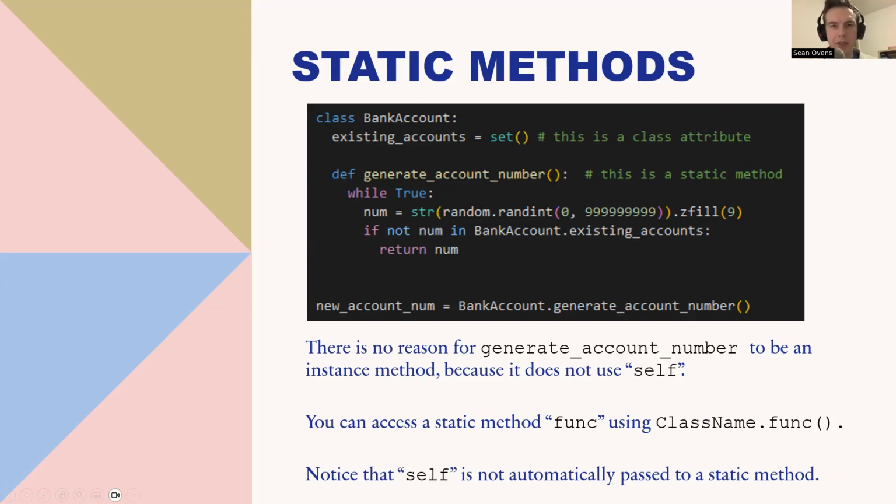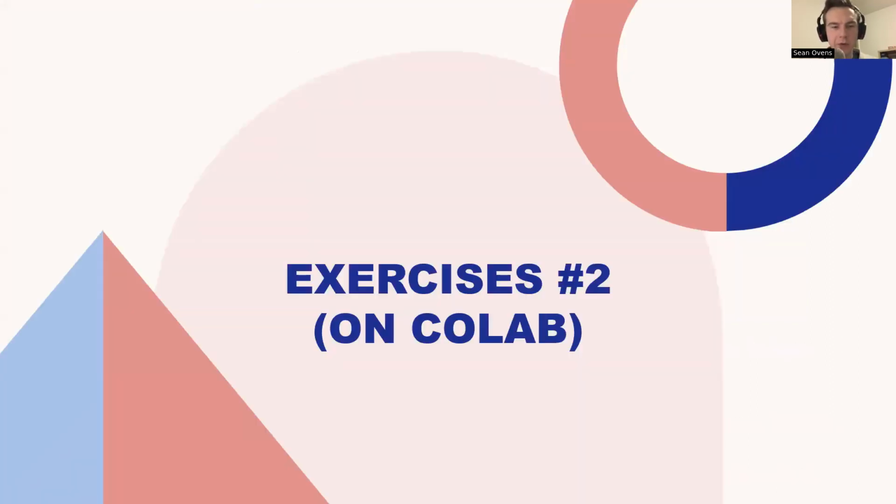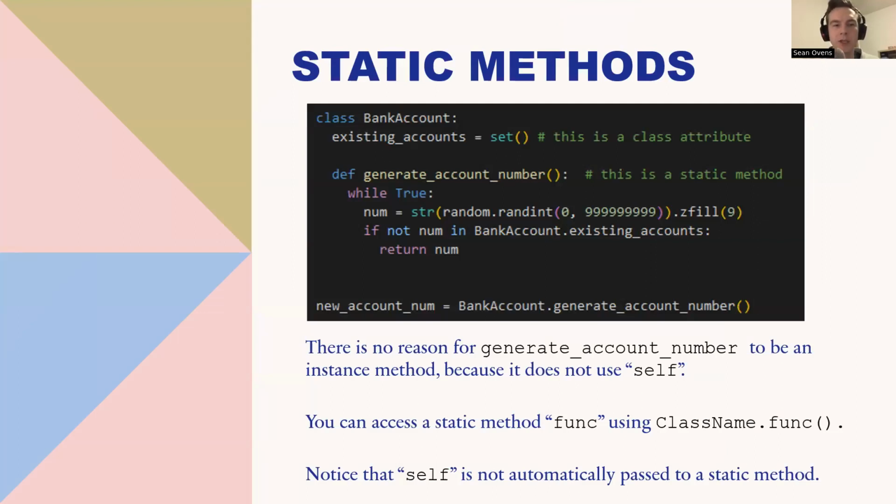Okay, perfect. So we're going to move on to, oh, there's a couple of questions. Generate account number is a static method. Yes, in this example, generate account number here is a static method. Notice that it doesn't have self as an argument here.